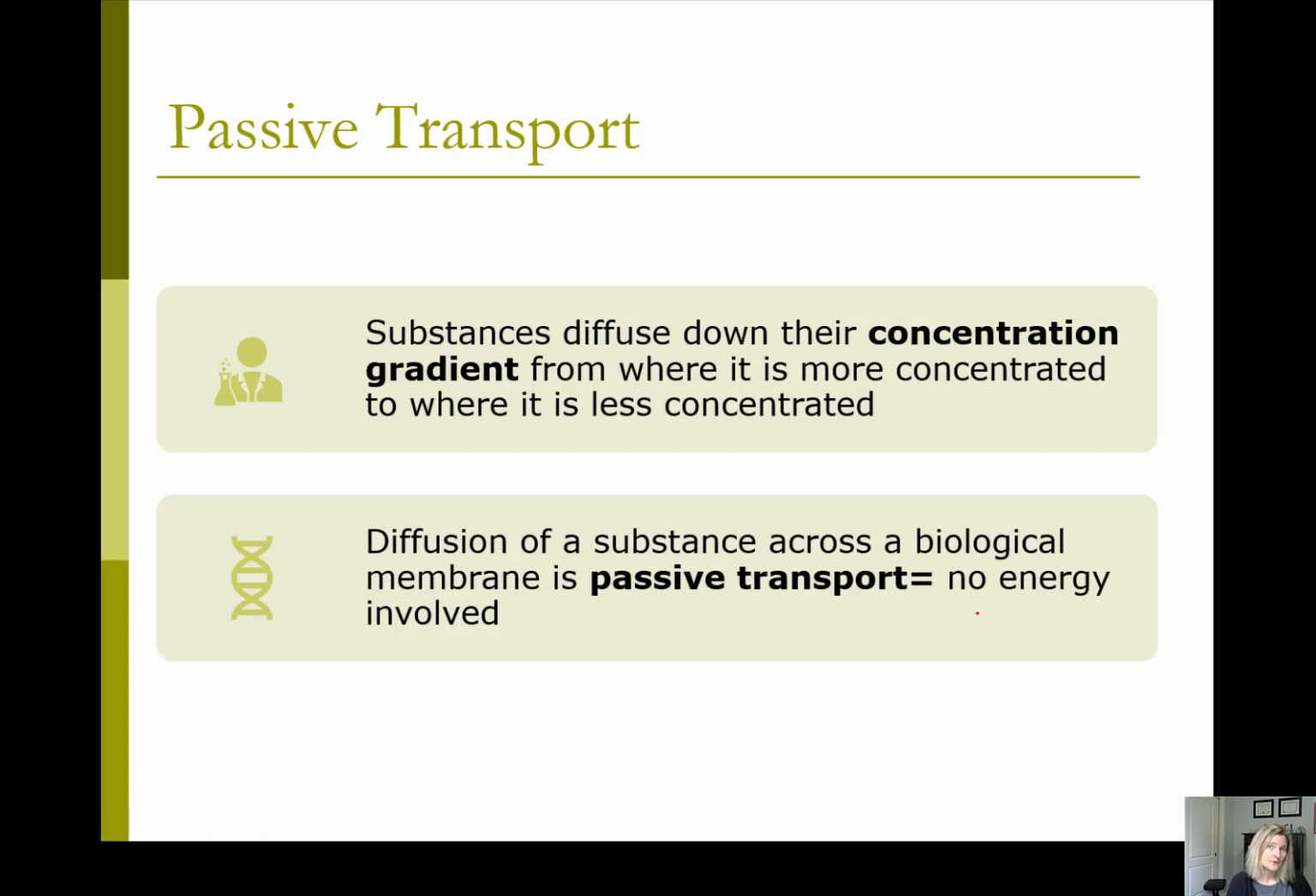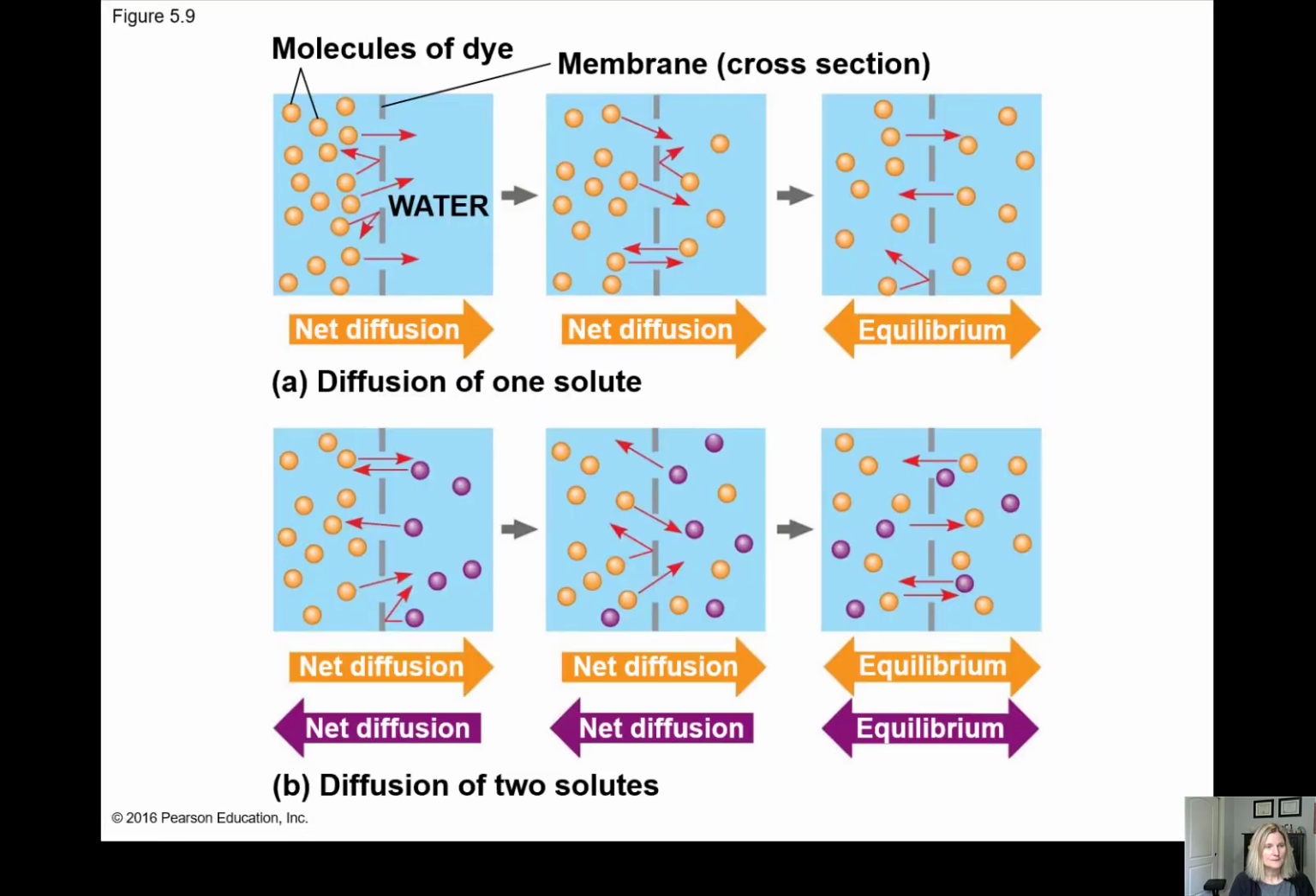Active transport, we do need that cellular energy, ATP, because you'll find out we're going against the concentration gradient. So diffusion is going with the concentration gradient, from more concentrated to less concentrated. You can see we're going from more concentrated to less concentrated until we reach that equilibrium.